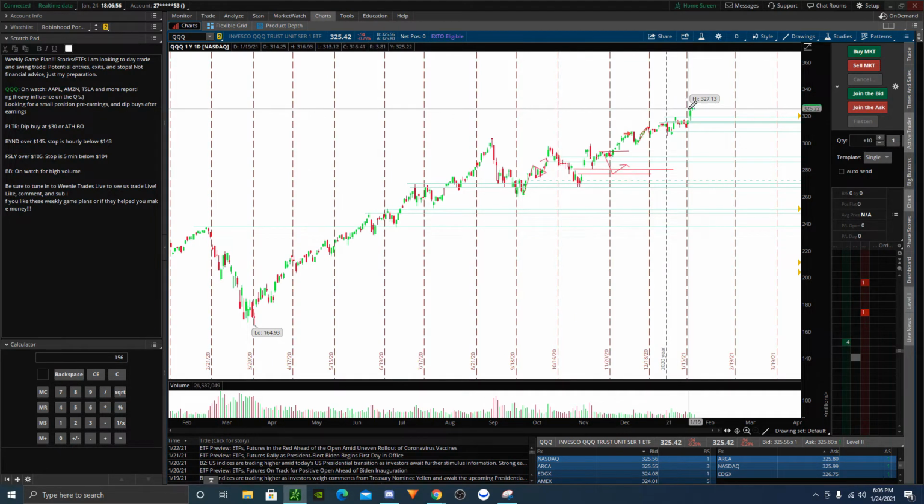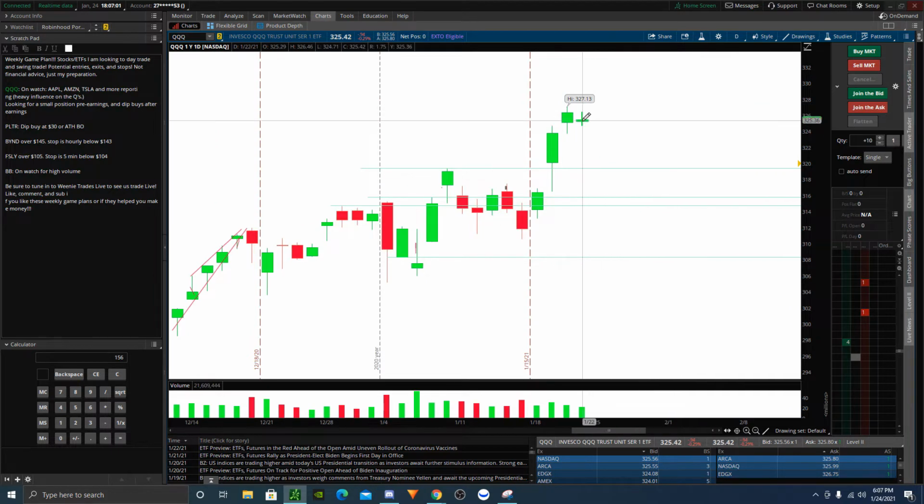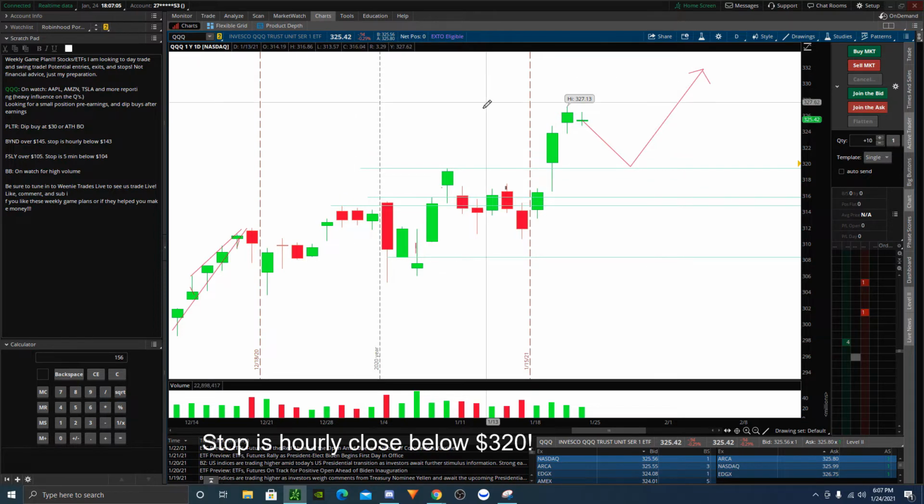But I'm looking for the Qs either for a breakout on Monday just to build my starter position, or I'm looking for a dip buy if the Qs can come into the 320 level and then continue on upwards. So that'll be the first ETF that we're looking to trade this week.